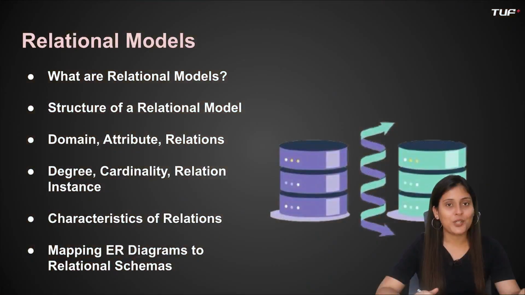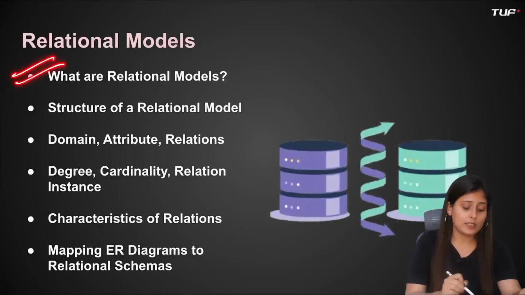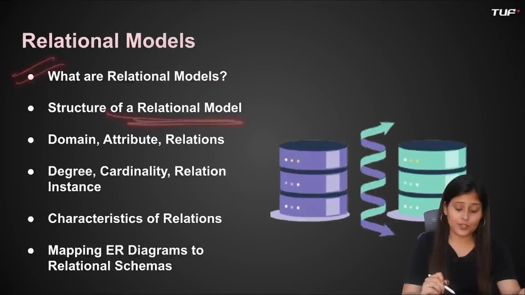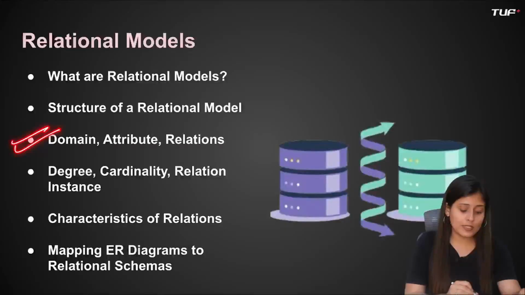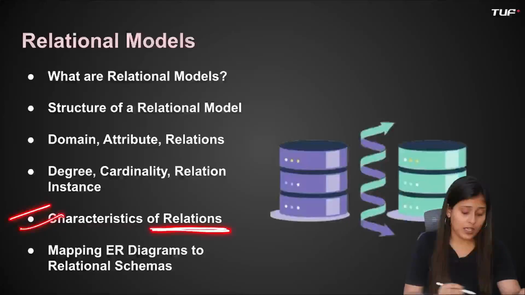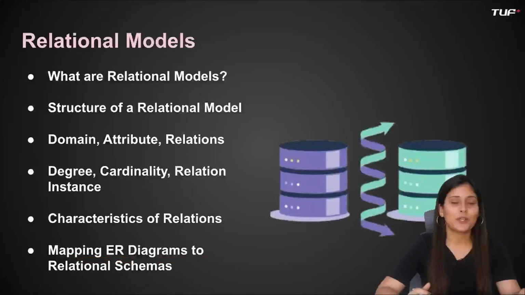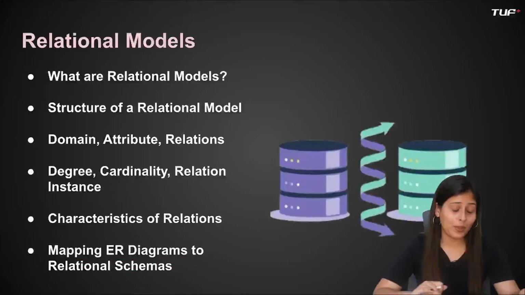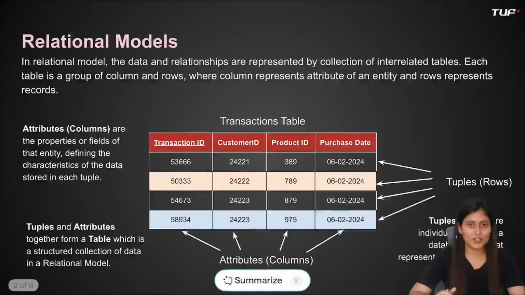Hi all, welcome back to another lecture of DBMS, and in this lecture we will learn about relational models, structure of relational model. Along with that we will also see some parameters like domain, attribute, relations, degree, cardinality and relation instance. Then we will see the characteristics of relations and then we will map the ER diagram to the relational schema. So this video is again going to be very much important. So stay tuned and let's begin with today's session with relational models.